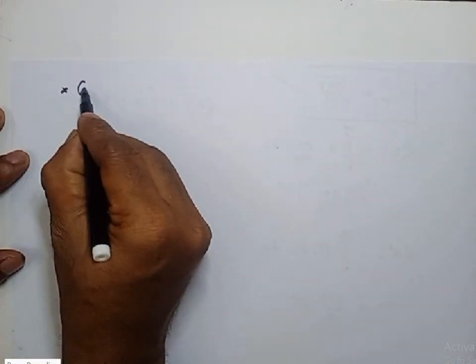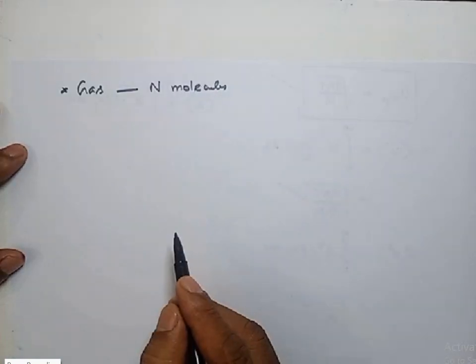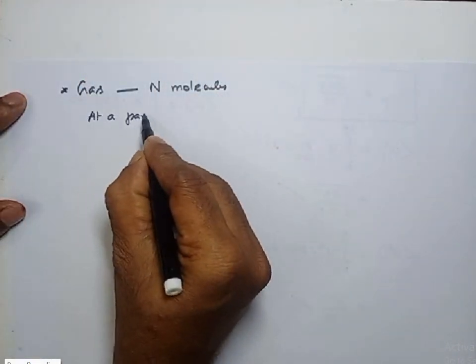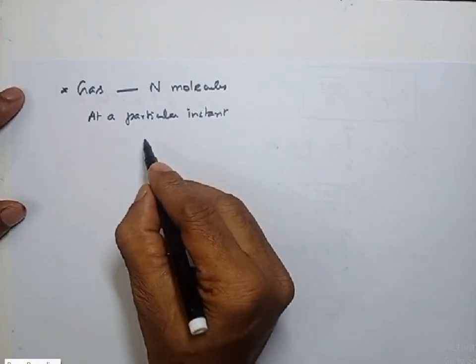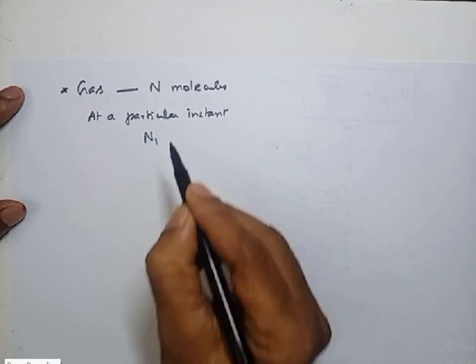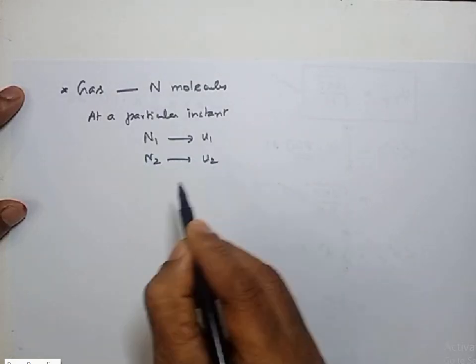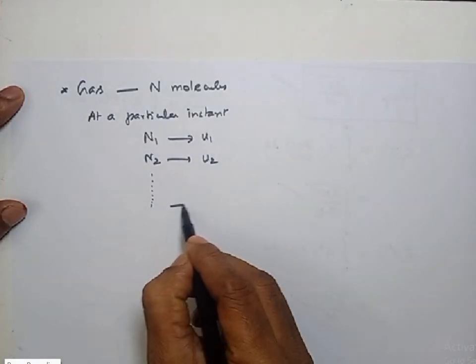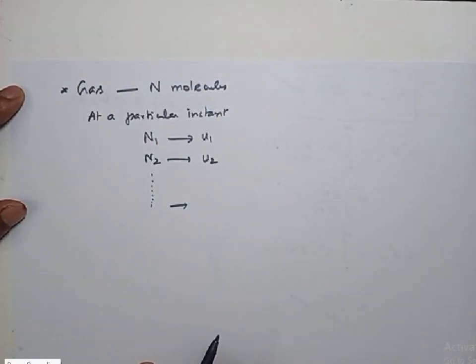Now what I am going to do, listen, suppose I have a gas which contains n molecules. At a particular instant, let us say n1 molecules have velocity u1, n2 molecules have velocity u2. So I have many molecules like that. If I add all these, n1 plus n2 plus n3, I will get the total n.